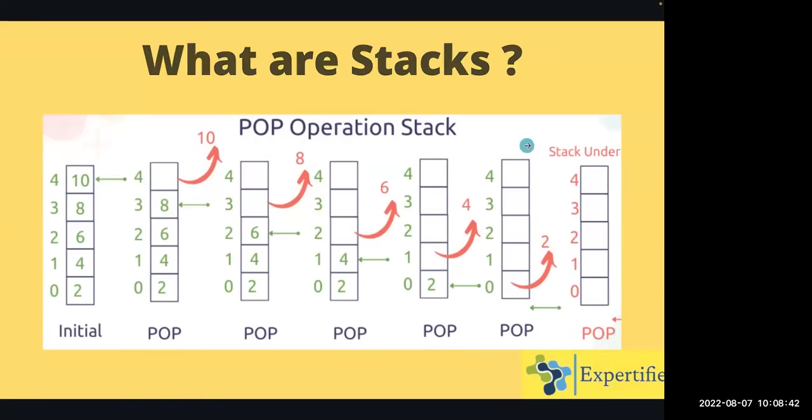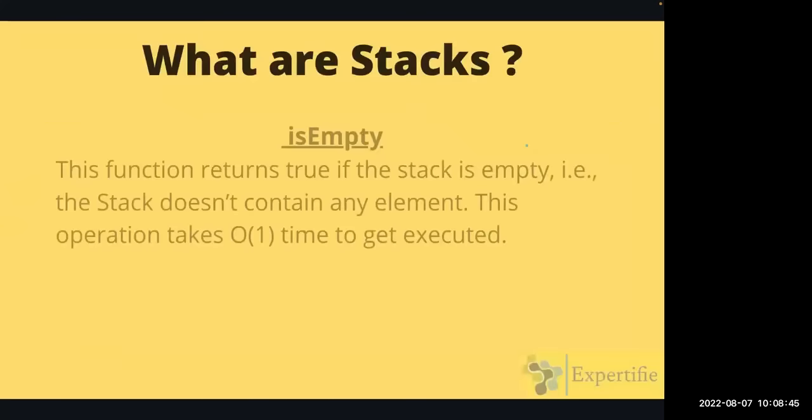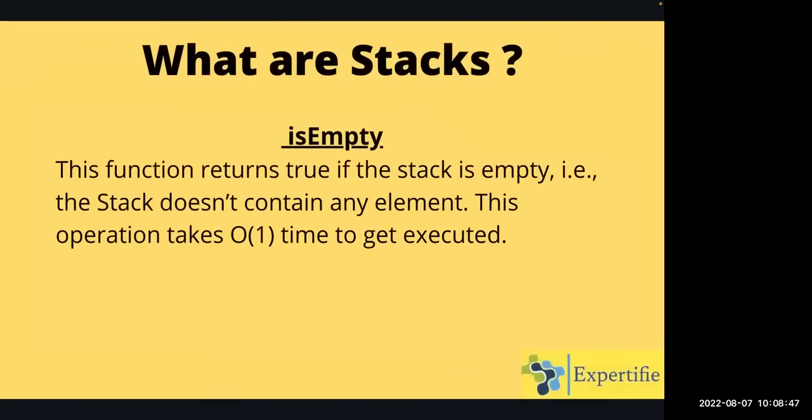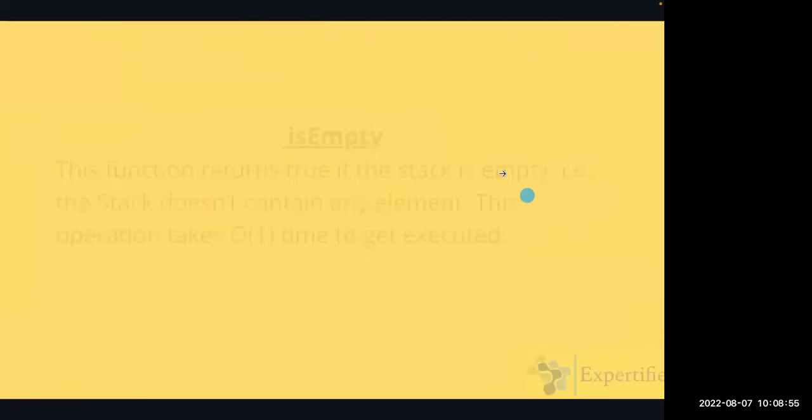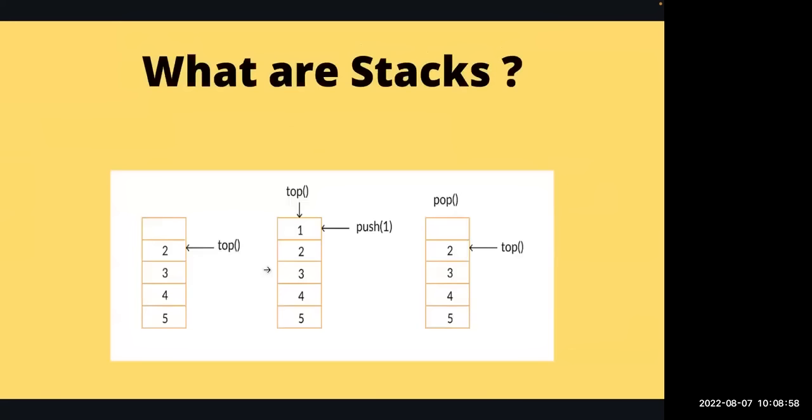Let's move to the other two important operations. One is empty, which tells if the stack is empty or not. The other is top, which tells me what element is at the top of the stack. Here is a quick diagrammatic explanation of top. If this is the stack, then the top of the stack is the top element. 2 is the top element here. In this case, 1 is the top element. If you pop 1 from the stack, then the top element becomes 2 again. So these are some quick reminders on what stacks are.